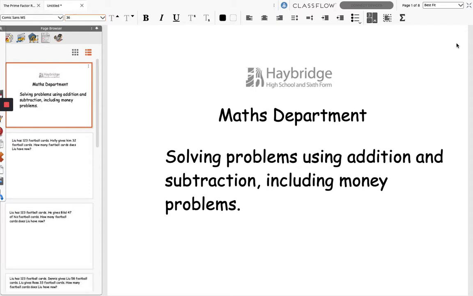The topic today is solving problems using addition and subtraction, including money problems.